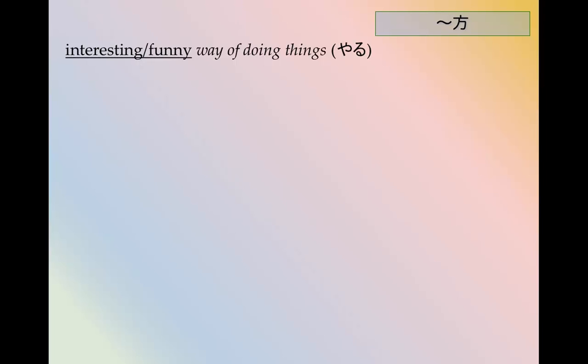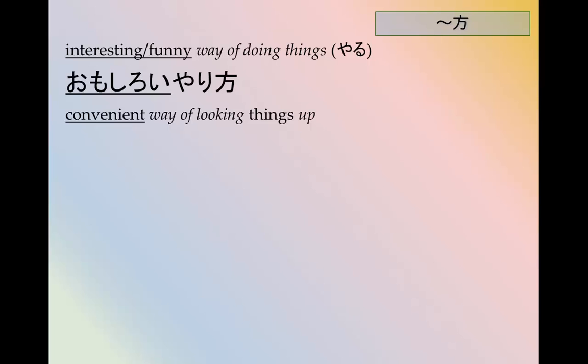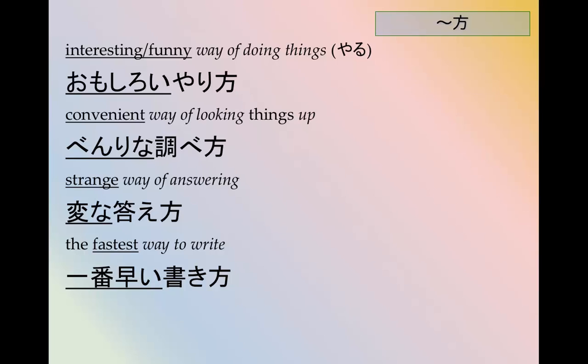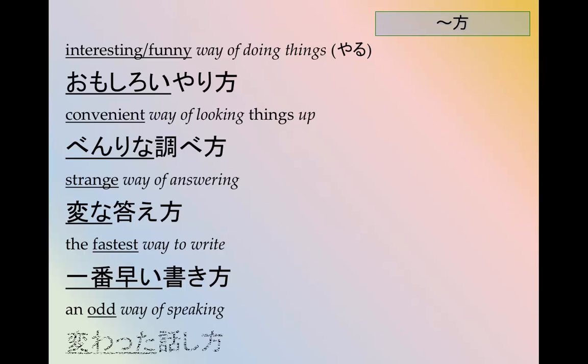How do we say an interesting or a funny way of doing things? 面白いやり方. Convenient way of looking things up. 便利な調べ方. A strange way of answering. 変な答え方. The fastest way to write. 一番早い書き方. An odd way of speaking would be 変わった話し方 or 変な話し方. And these are not sentences, these are fragments that could make up a single noun with a modifier.